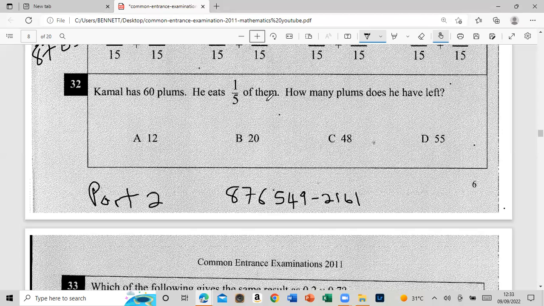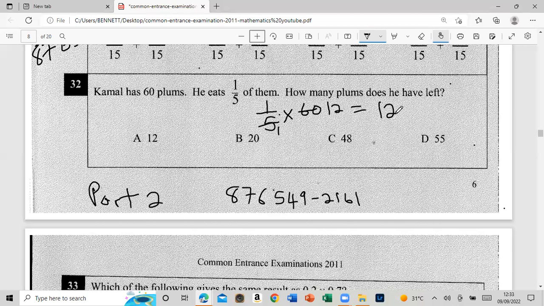So let us find 1/5 of 60. 5 into 5, 1, 5 into 10, 2, 12. So what happened? He ate 12 of the plums.